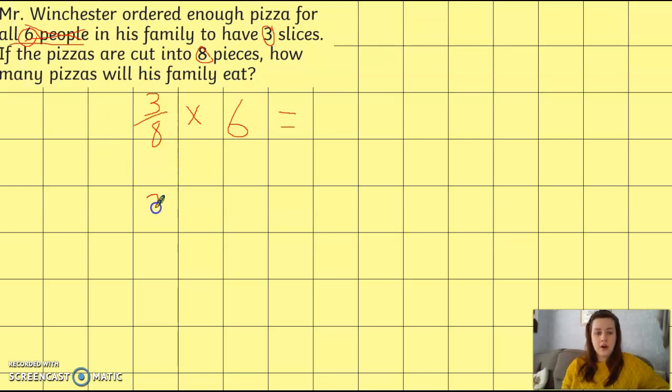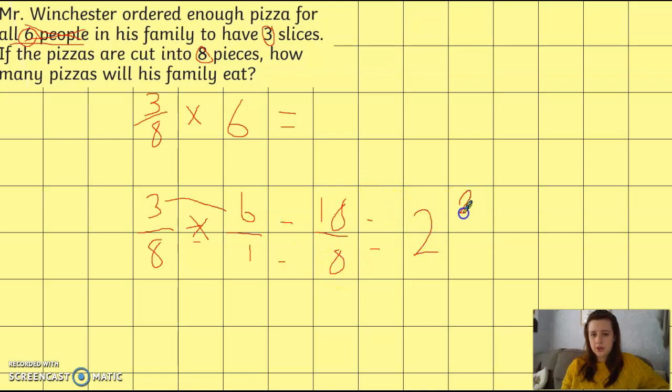Okay, so you should have got 3/8 times, not equals, times, and then we've got 6 ones. We've got 3 times 6. 3 times 6 would give us 18. 8 times 1 would give us 8. And then if I use my 8 times table, I can get 8 in whole 2 times, and I would have 2/8 left over. So hopefully you got that answer.